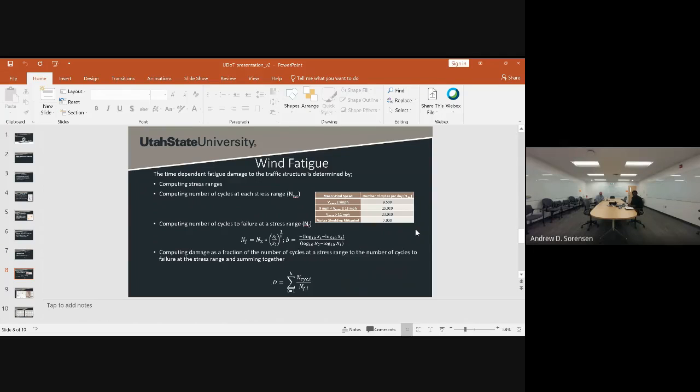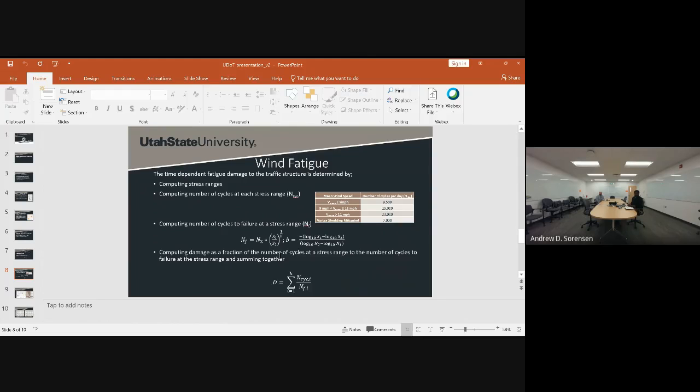The wind fatigue was then computed at this location. Firstly, the stresses were used to compute the number of cycles to failure at a particular stress range, NF, and this was done using the standard Basquin relationship as shown here. Also, the corresponding wind speed that was used to create that wind stress range was also used to select a number of cycles that the traffic structure would be expected to have withstood within the time period. Then the fatigue damage is computed as a fraction of these two numbers.